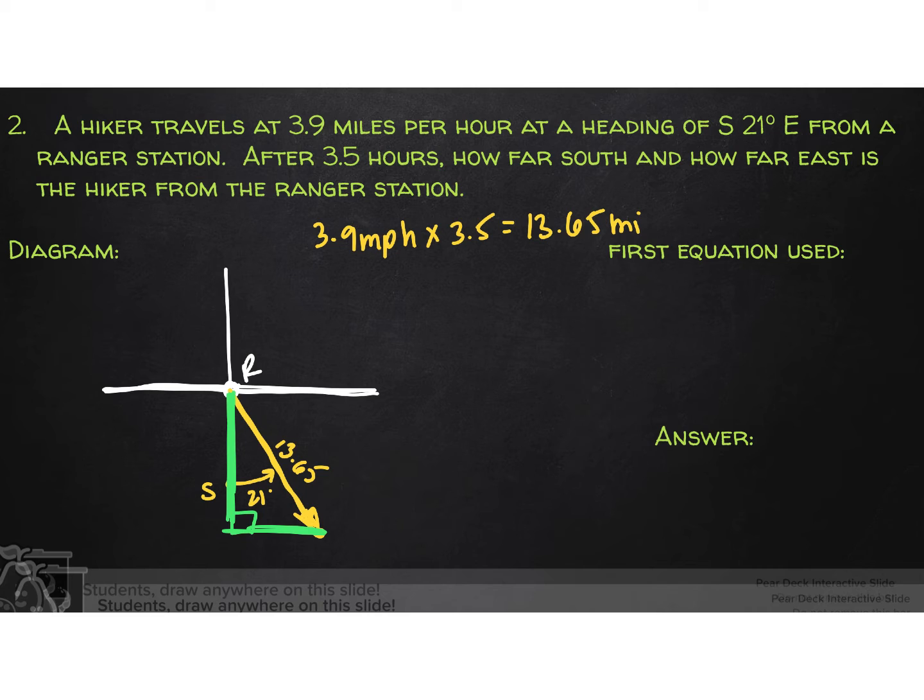Okay. So if you want to redraw the triangle, I a lot of times do. I just think it's neater, a little bit easier to kind of follow my work. Okay, so we can call this whatever, east, south. And this was the ranger station where they started. The other information we have is that this is 21 degrees. And we know that the hiker went 13.65 miles.